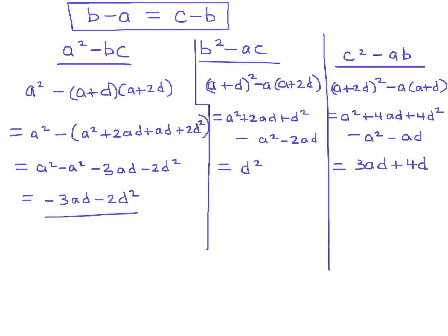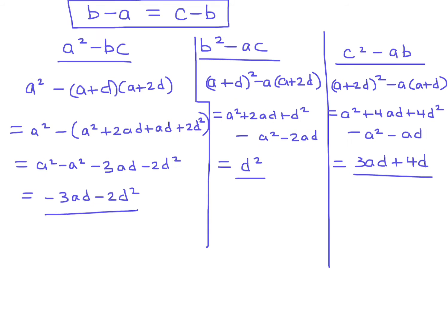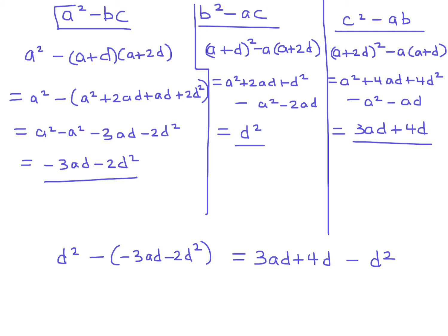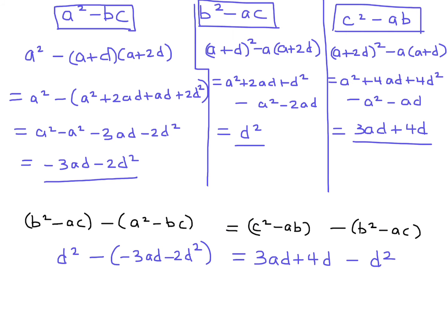All right, great. So this is my first one, this is my second one, this is my third one. Now remember, as I showed you before, in order to prove that this is an arithmetic sequence, we have to show that the second term subtract the first term is equal to the third term subtract the second term. So that basically means that d squared minus the first term, which is minus 3ad minus 2d squared, has to be equal to the third term, 3ad plus 4d squared, minus the second term. Okay, if this is equal, then we have proven that they are consecutive terms of an arithmetic sequence, these three guys, 1, 2, and 3. So there we go. Let's figure this out now.